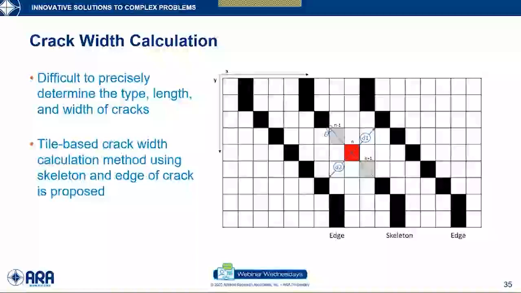So here is the schematic of the crack width calculation method. The direction, theta, of the current skeleton pixel, highlighted in red here, is determined by the straight line between two adjacent skeleton pixels. And the crack width is determined as the distance between both edge pixels perpendicular to the upper side and the opposite side. So the summation of the two distances will be the width at the current skeleton pixel.